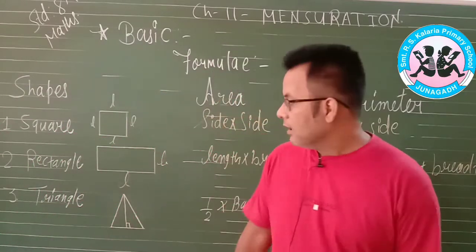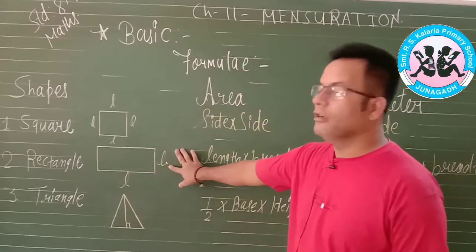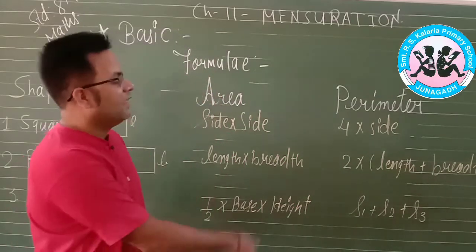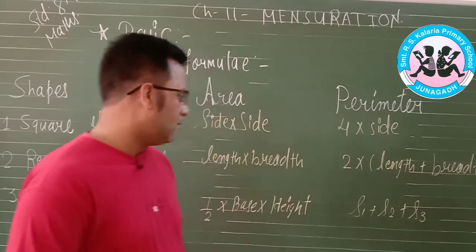Second one, that is rectangle, right? Length and breadth. Here also you know that opposite sides are equal according to the property of rectangle. So area of rectangle will be length into breadth, and perimeter of rectangle will be 2 into length plus breadth.